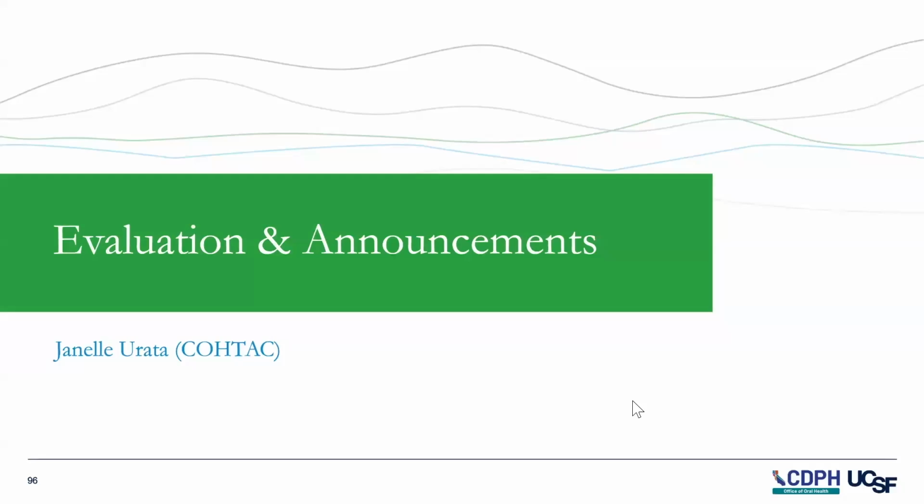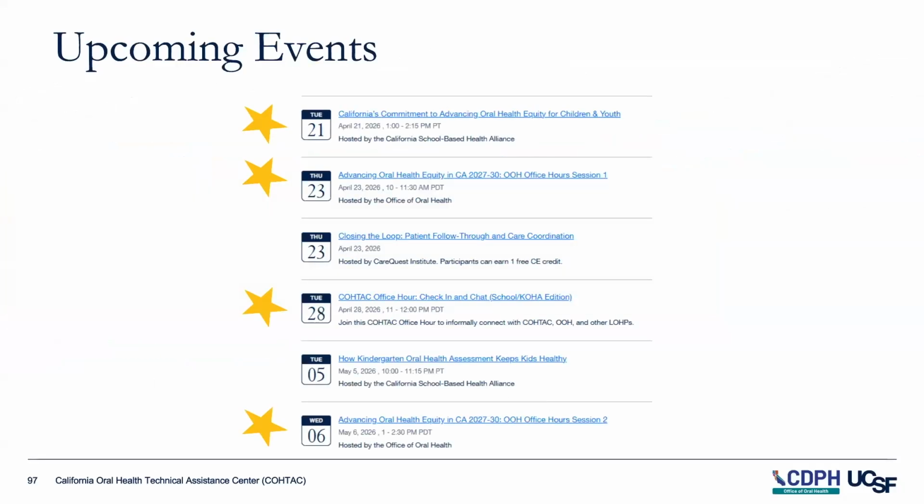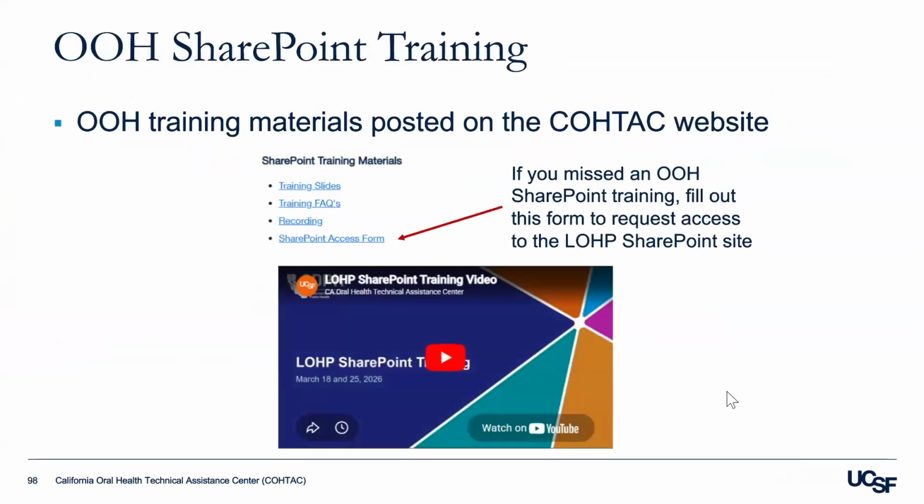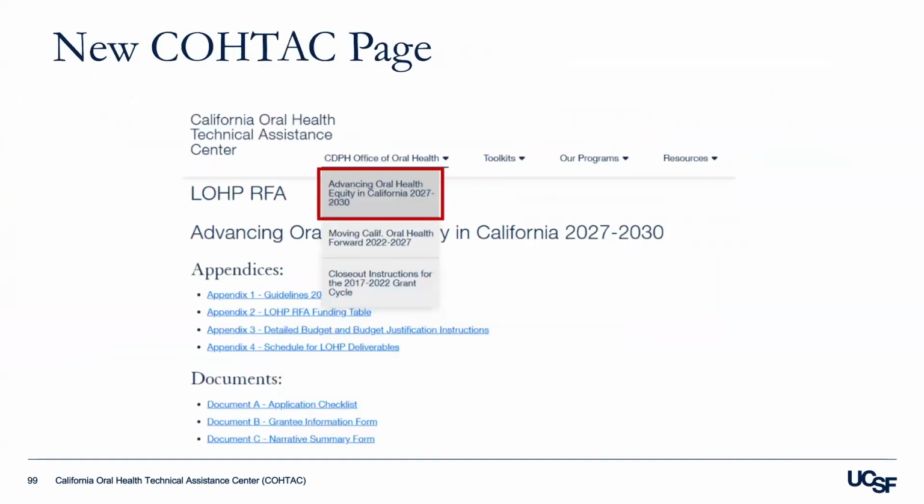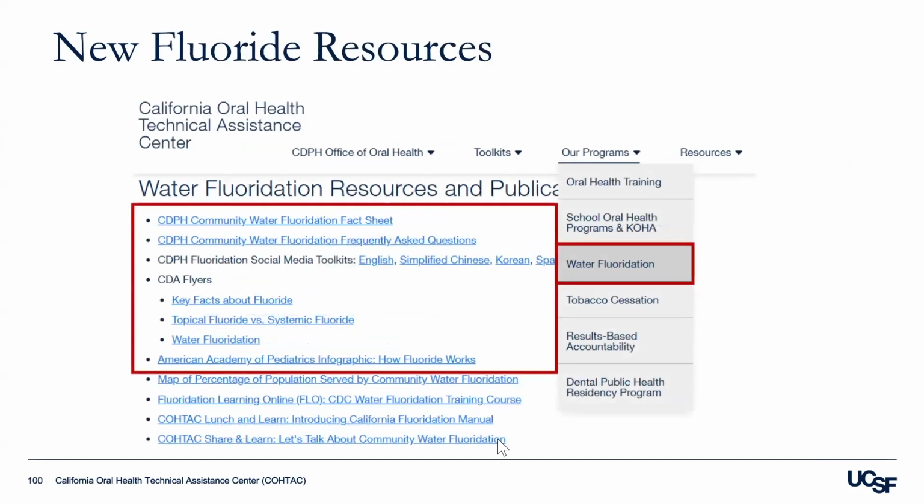Great, that's all great. We have a few more quick announcements. There are some upcoming events you might be interested in over the next few months. We also have several additions to the COHTAC website, and these are all posted on the homepage carousel. The Office of Oral Health SharePoint training materials are all available. If you weren't able to attend a training, you can use the link provided to request access to the SharePoint site. We also have a page from the Office of Oral Health with LOHP RFA resources that you can find under the CDPH Office of Oral Health drop-down menu. And lastly, we have new fluoride resources, also found on the water fluoridation page.